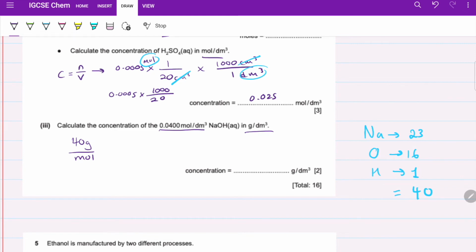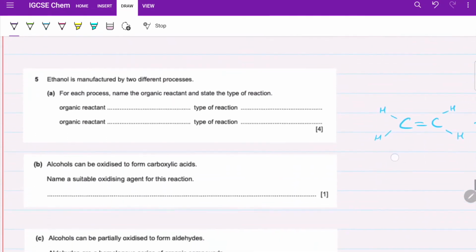Okay, so now we have grams up here, but we have moles. We want decimeter cubed at the bottom. So what we do is this. We multiply by the concentration. So 0.0400 moles over decimeter cubed, which is perfect because then mole gets canceled out and we're left with grams per decimeter cubed. Place that in our calculator and we'll end up with 1.6 grams per decimeter cubed. And now we move on to the final question.